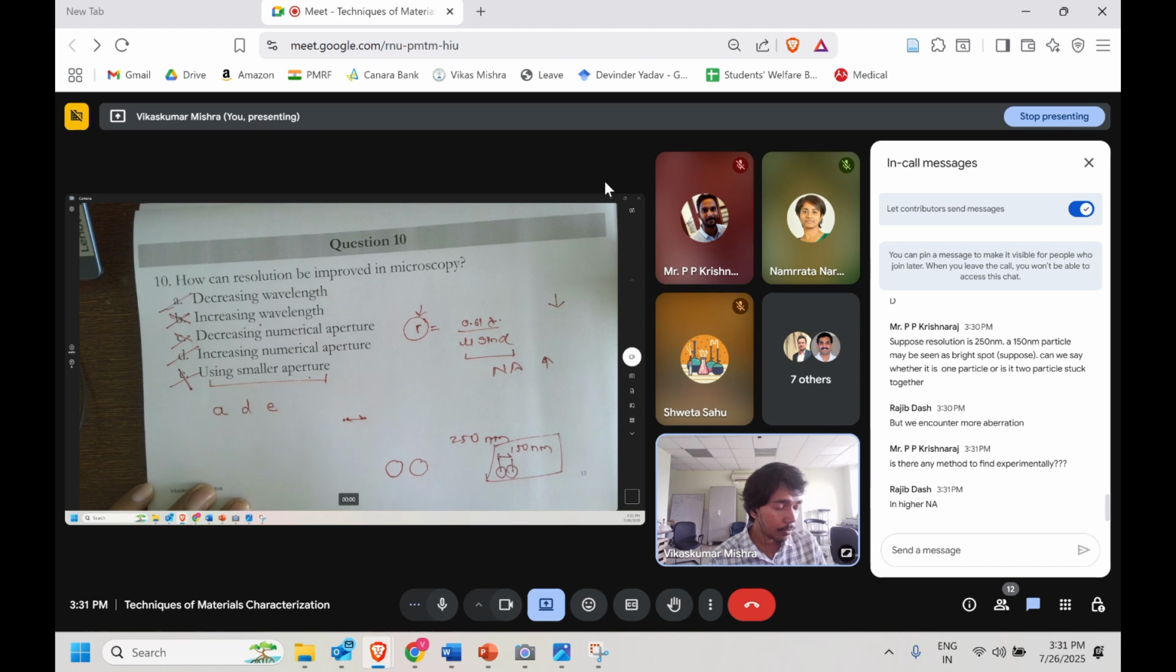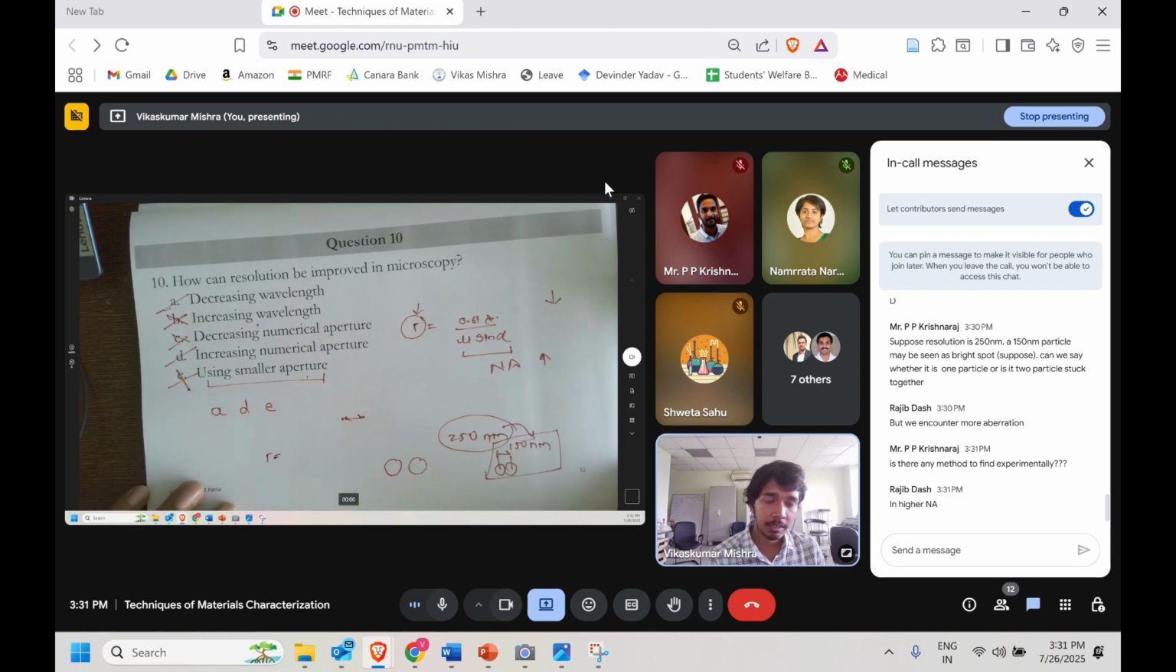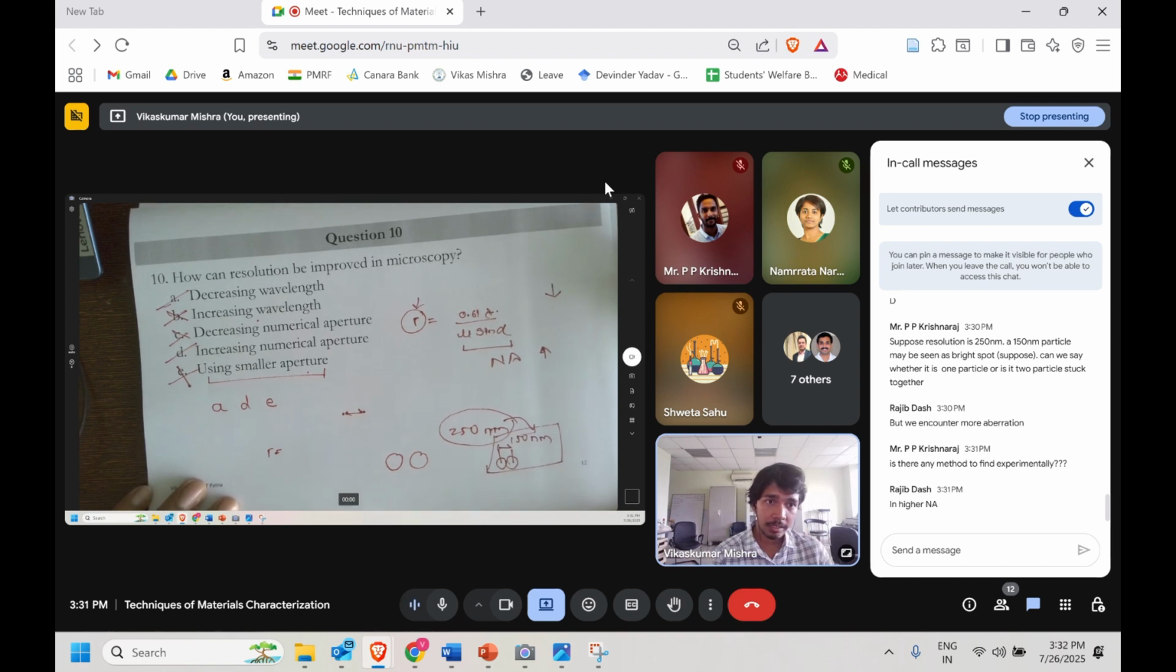So we know that. What is the resolution? We cannot resolve anything which is less than the resolution itself. Is there any method to find experimentally? See, there will be a lot of aberration created in this, right? Anyway, it's a very known fact that we cannot resolve something which is smaller than the resolution limit.